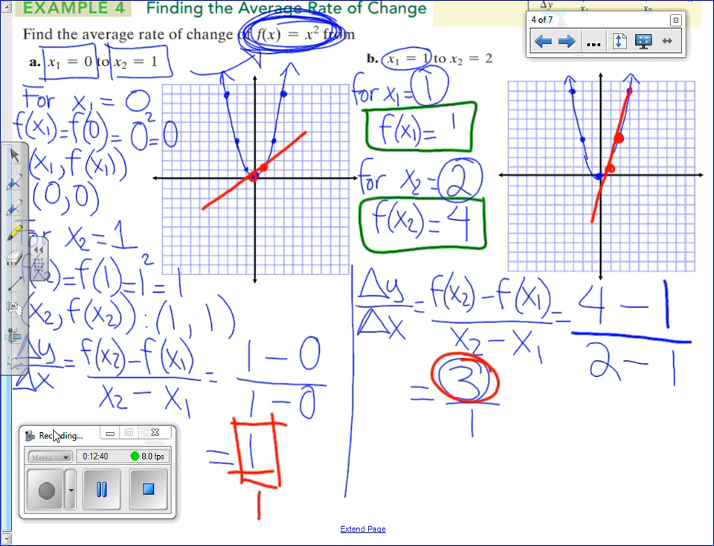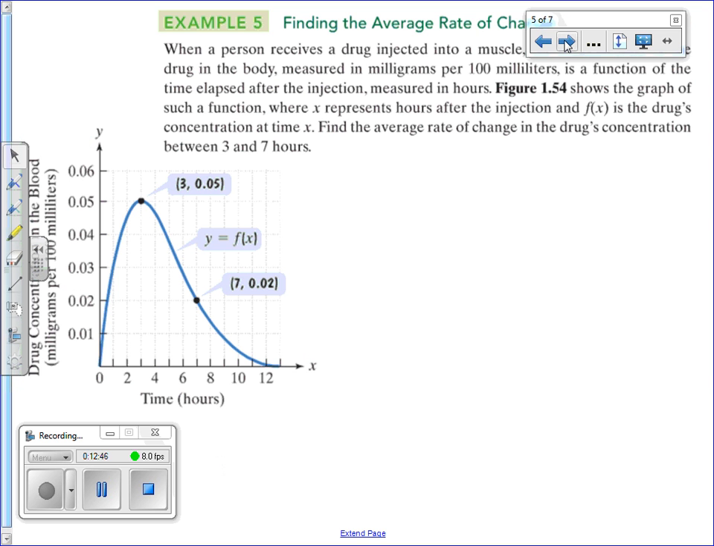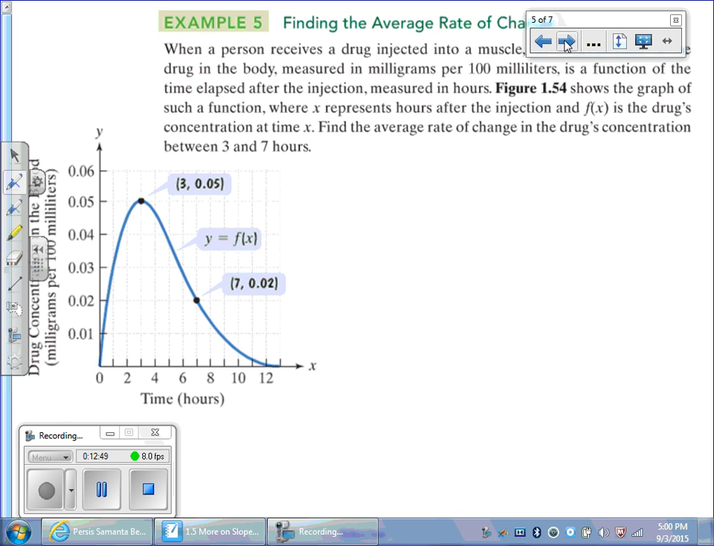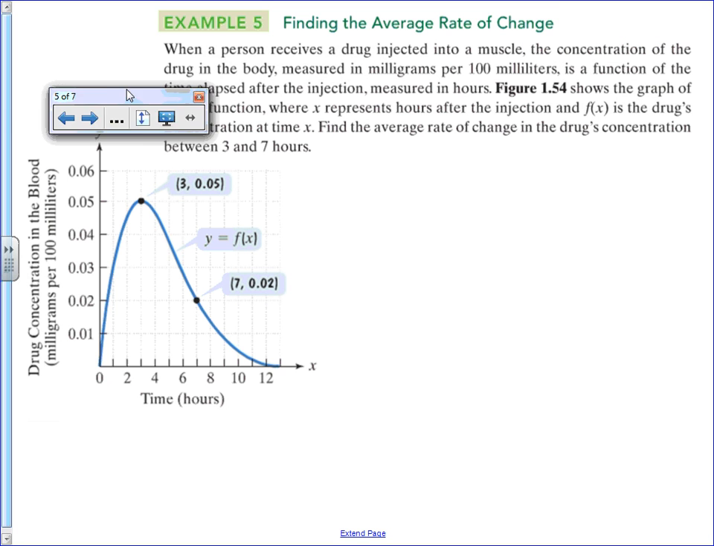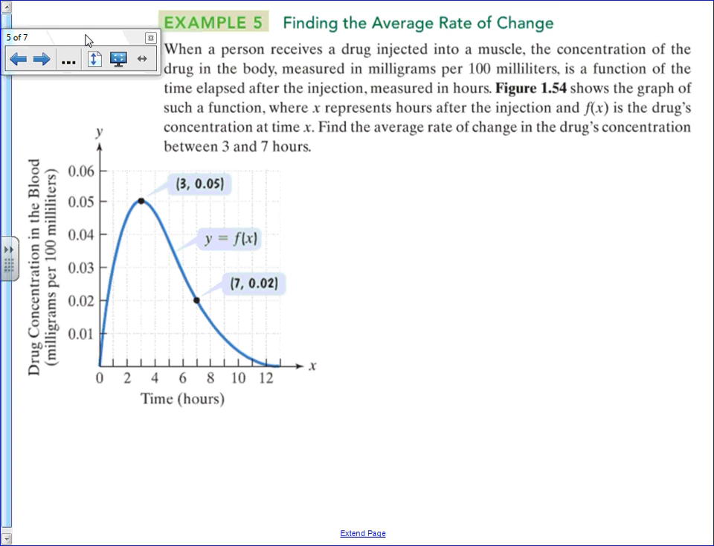Okay, so we're going to go to the next slide. And here we have a word problem, also about the average rate of change. And so we have, when a person receives a drug injected into a muscle, the concentration of the drug in the body measured in milligrams per 100 milliliters is a function of the time elapsed after the injection, measured in hours. And yes, this is a true graph. It is from the book. However, if you look at your ebook, you can see the source of that data.